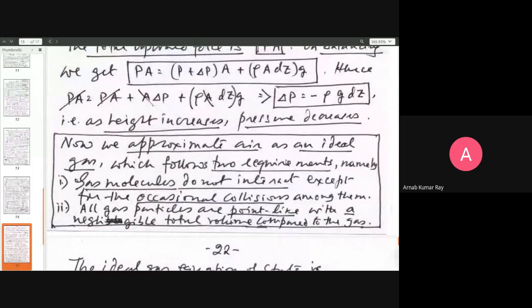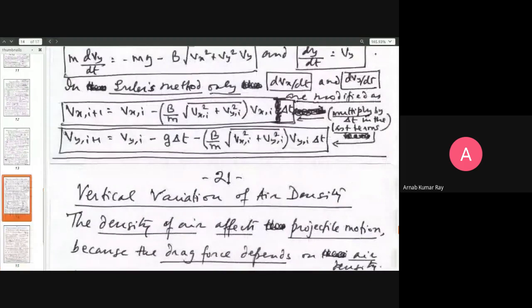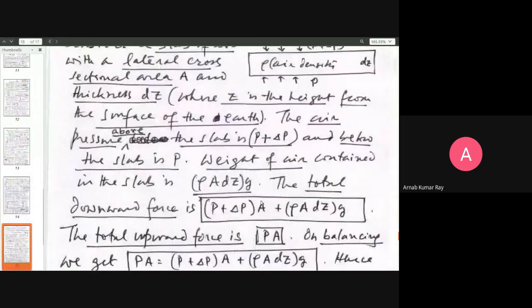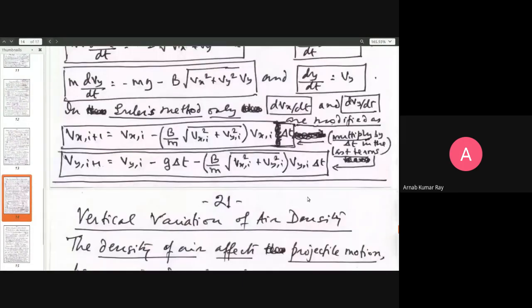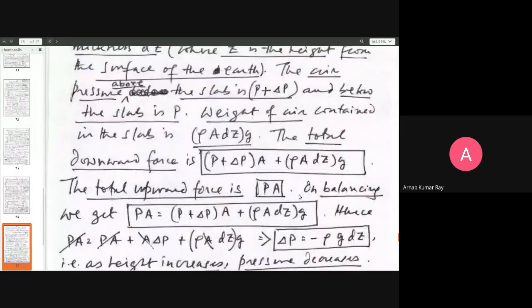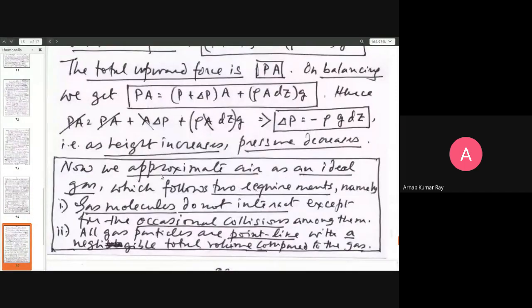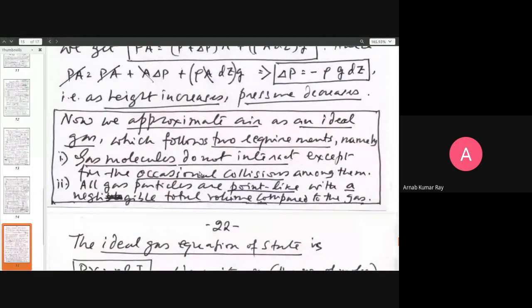Now what we shall do, we shall have to see how the density of air changes with height. So if you were a missile technologist, you'll have to account for the density variation in this so-called constant B. We have treated it for simplicity to be a constant B, but density will be included in that B, and it is not a constant, as we shall see now. So what we do is that we approximate air as an ideal gas, which follows two prescriptions, namely that the gas molecules do not interact except for the occasional collisions among them, and all gas particles are point-like with a negligible total volume compared to the gas. Those are the ideal requirements for an ideal gas.